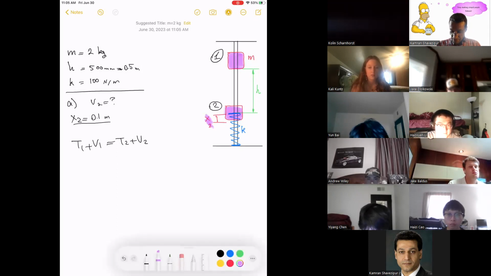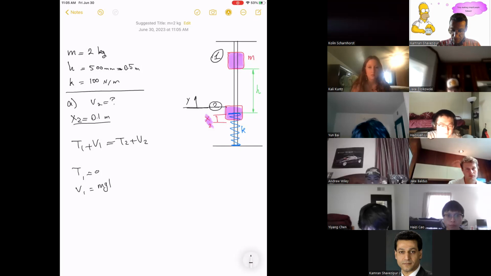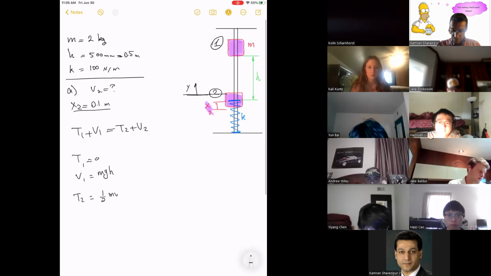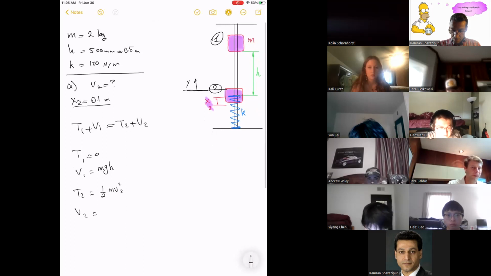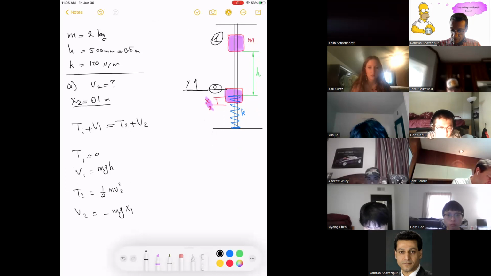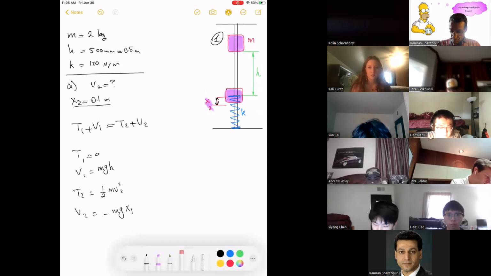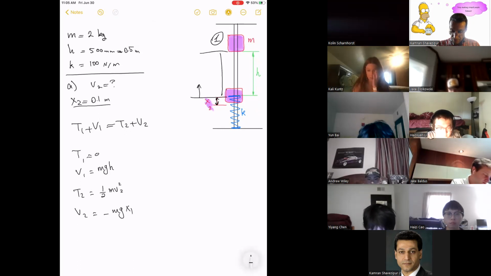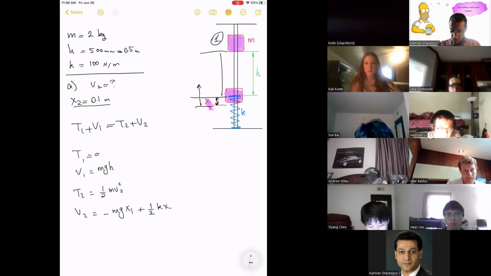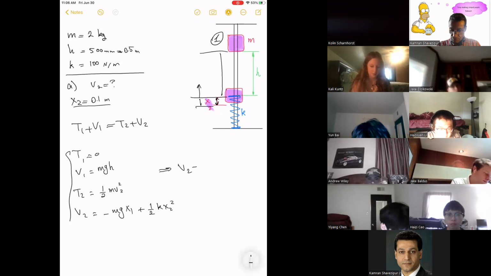So technically, T1 is 0, and let's set my reference here as Y. V1 is going to be mgh. T2 is going to be half mv2 squared, and V2 is going to be minus mg x2. Why? Because if this is the reference for Y, from here to here is 500, and from here to here you go down by X2. And because it's below the reference level it is negative, and also you have half k x2 squared. So you put this together and you find your V2, right?